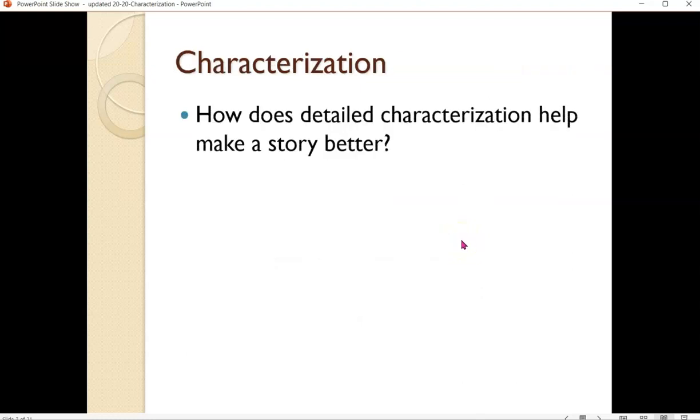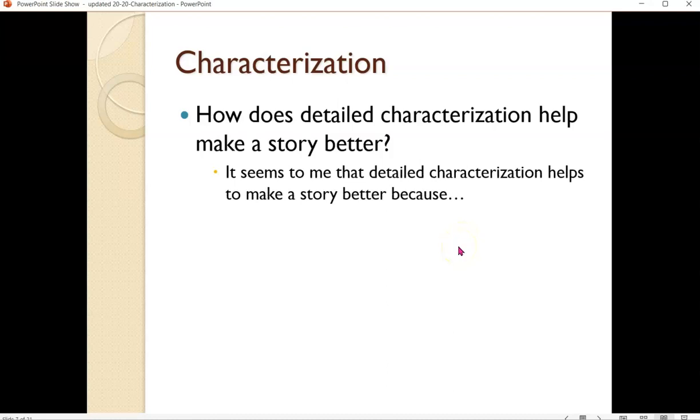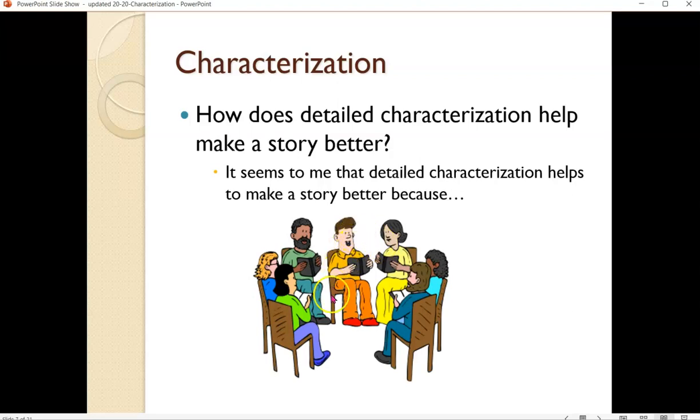All right. So characterization. How does a detailed characterization help make a story better? It seems to me that detailed characterization helps to make a story better because, so I want you to pause and go ahead and answer that question. And then we're going to go ahead and continue. So pause the video and continue when you are ready.